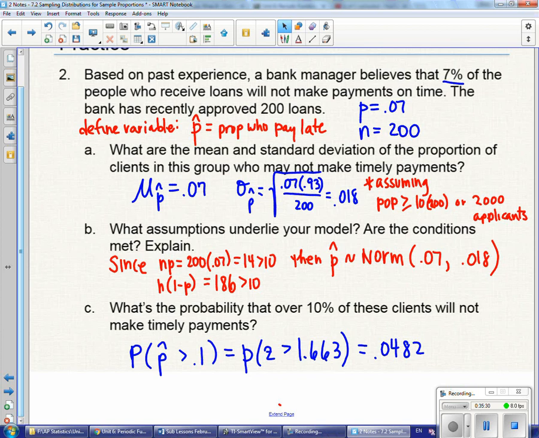In letter B, we need to check for normality. So this is where I check my successes and failures, and in both cases, they're greater than 10. So I can say that p hat is distributed normally with a mean of 0.07 and a standard deviation of 0.018. And if I want to know the probability that over 10% of clients will not pay on time, I'm looking for the probability that p hat is greater than 0.1. I'm going to standardize it the way I always have, and then use my normal CDF to calculate the probability.